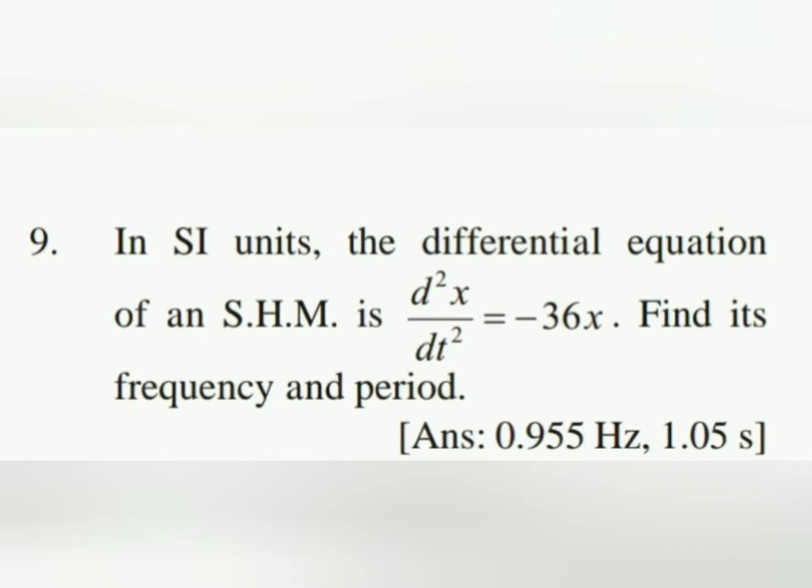So here we have question number 9. In this question, the given condition is, in SI units, the differential equation of simple harmonic motion is d square x upon dt square is equal to minus 36x. It means students, here we get the formula of displacement and acceleration which we have already got, that is d square x upon dt square is equal to minus omega square x. This condition we have to correlate. So here we have to find the frequency and the time period of this particle when it is performing simple harmonic motion.